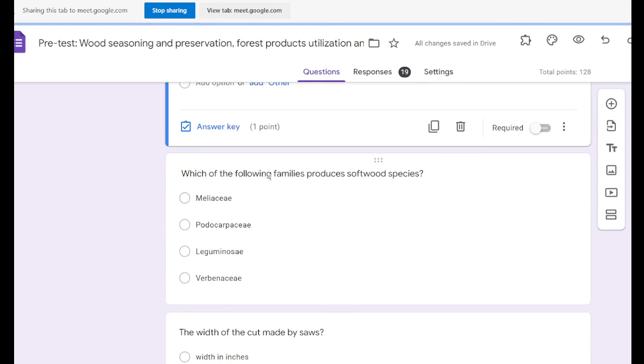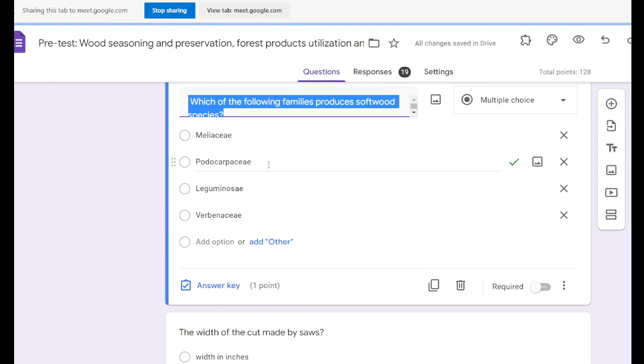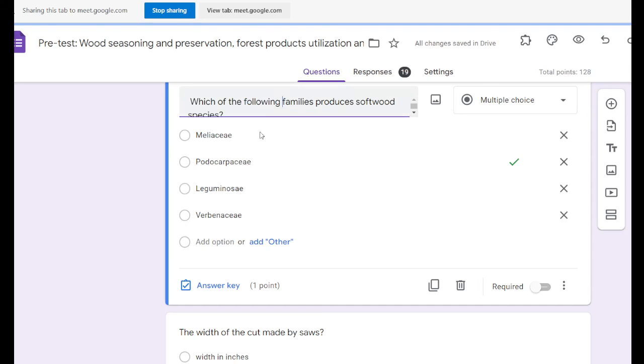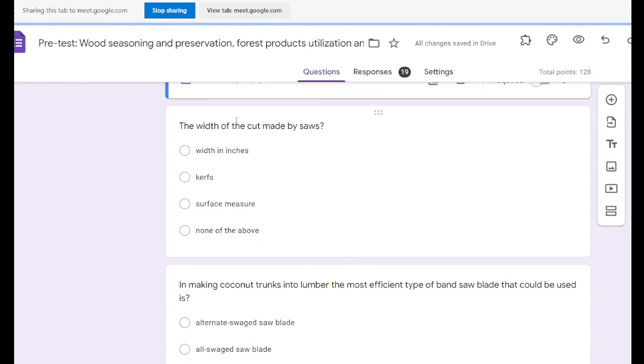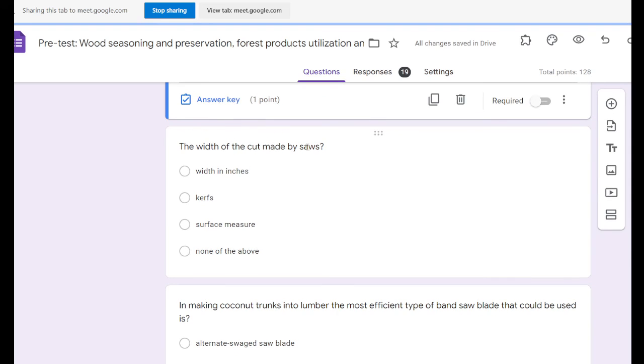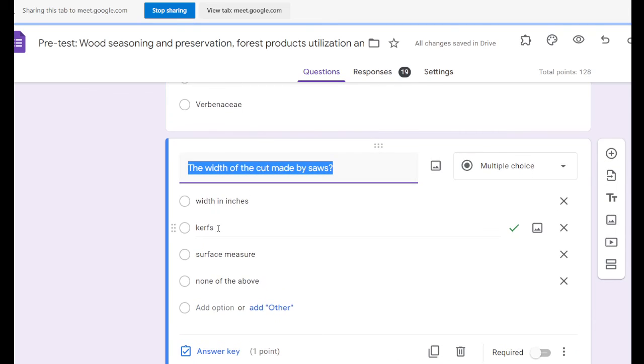Which of the following families produces softwood species? Meliaceae, Podocarpaceae, Leguminosae, Verbenaceae. Very clear, Podocarpaceae. Okay, these are softwood families. The width of the cut made by a saw. The width of the cut made by a saw. So that's kerf, or saw kerf. Kerf, the path made by the saw.